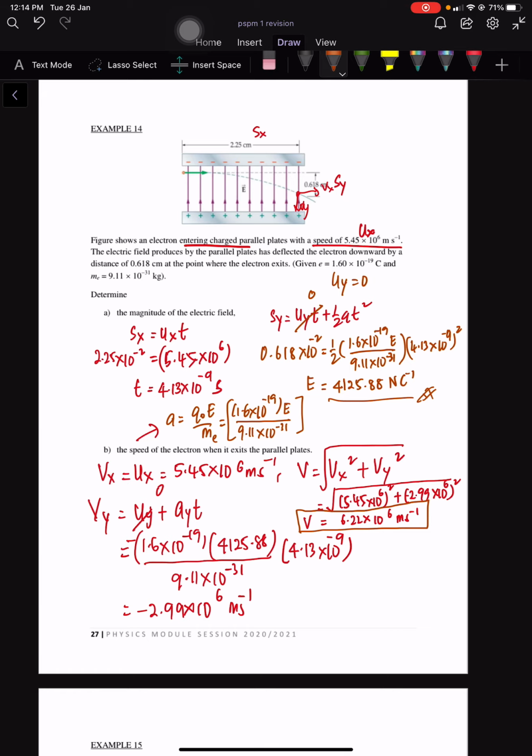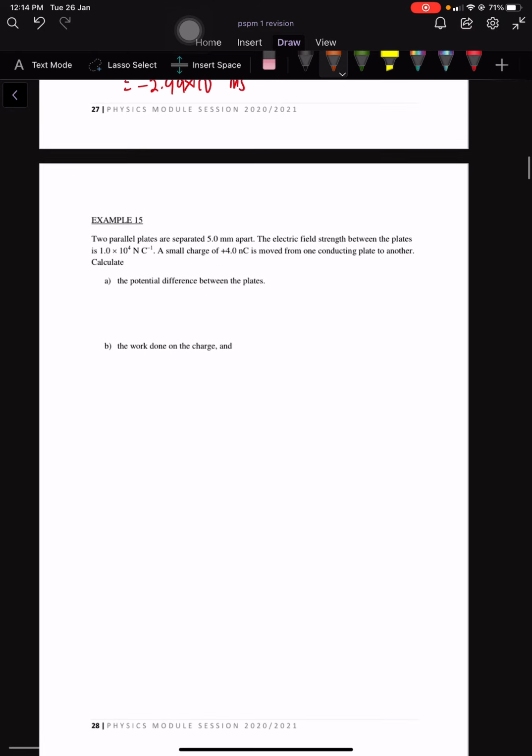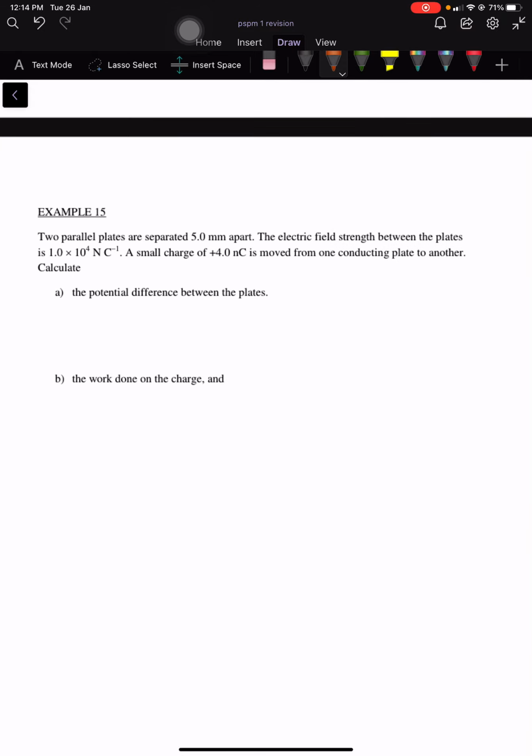Okay. So last but not least is example 15. So we have two parallel plates separated 5 mm apart. So the electric field strength between the plate is 1 times 10 to the power of 4 Newton per coulomb. So the potential difference between the plates, you just use formula delta V is equal to ED. So 1 times 10 to the power of 4, you times with 5 times 10 to the power of negative 3. So delta V is 50 volt.